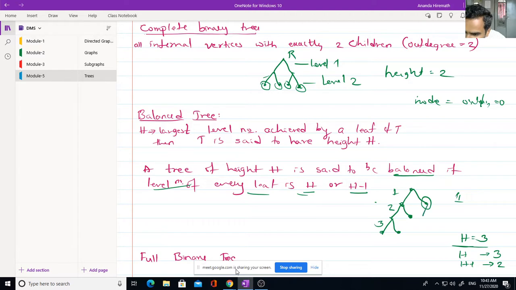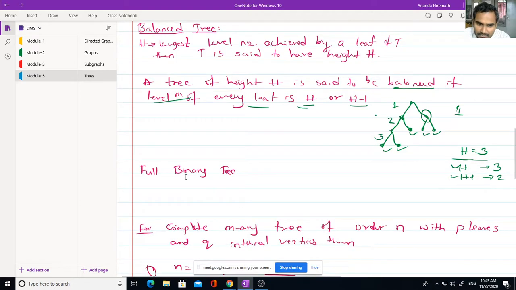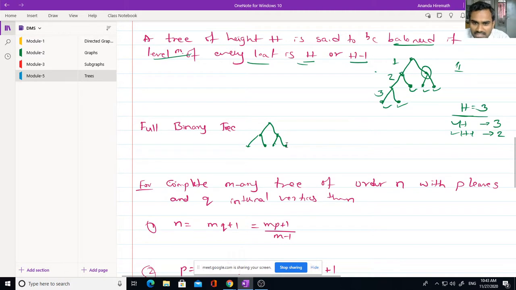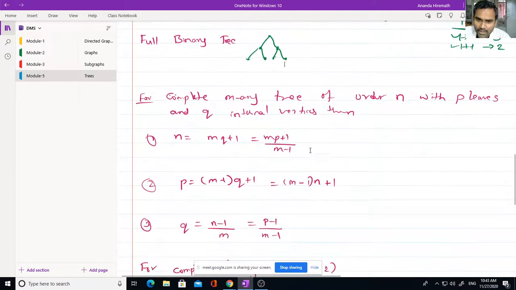If I draw one more level here, then it will be a balanced tree because all these leaves have levels either h or h minus 1. Okay. And similarly, full binary tree means every internal node must have exactly 2 children. Okay. Now there are some standard results to be remembered.